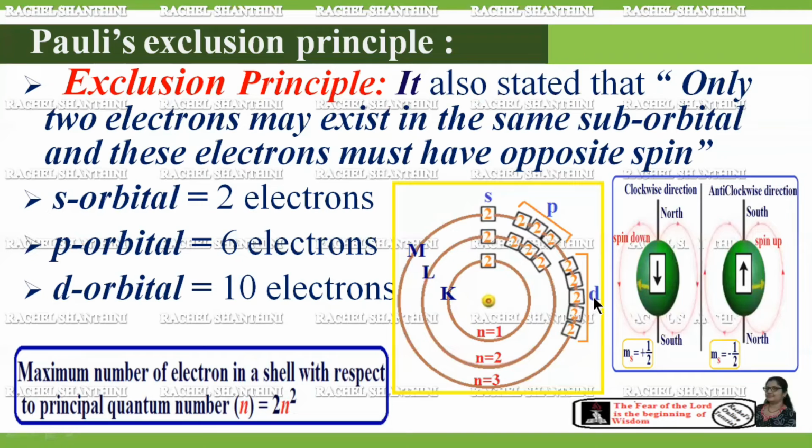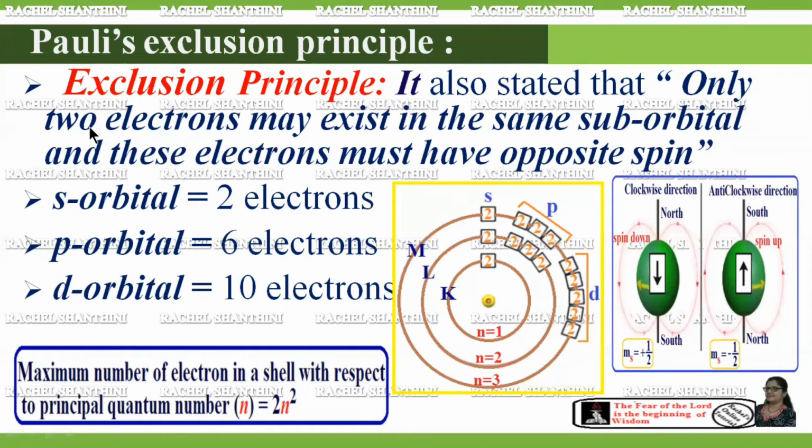Coming to d orbitals, how many d orbitals are there? There are 5 d orbitals, right? What are they? dxy, dyz, dzx, dx square minus y square, and dz square, right? So each d orbital can accommodate how many electrons? Only 2 electrons. So on the whole, how many electrons will be there in the d orbitals? There are 5 sub-d orbitals. So 5 into 2, 10 electrons will be there in the d orbitals.